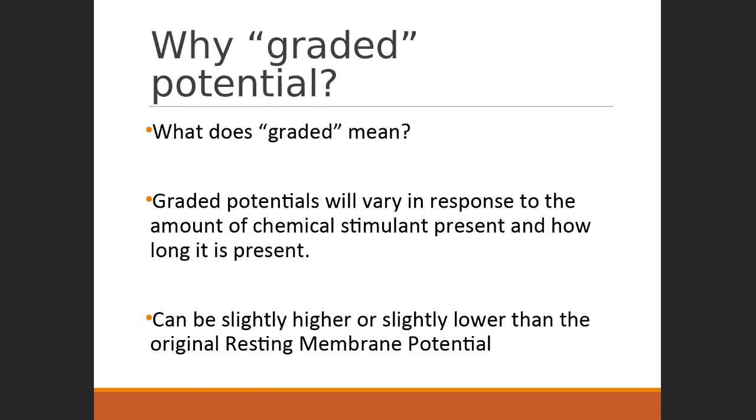So you can have little tiny graded potentials, you can have slightly larger graded potentials, you can have slightly larger graded potentials again as you leave -70 millivolts, -69, -68, -67, -71, -72, -73, slight deviations away from our resting membrane potential. As a result of the opening of a chemically gated channel, that is a graded potential.